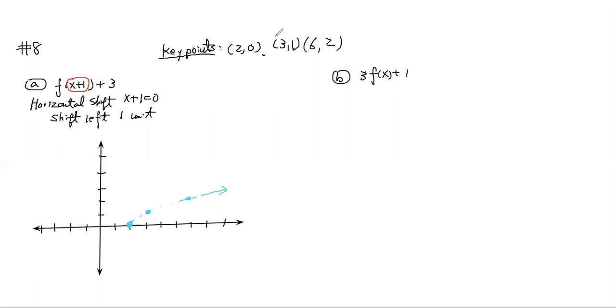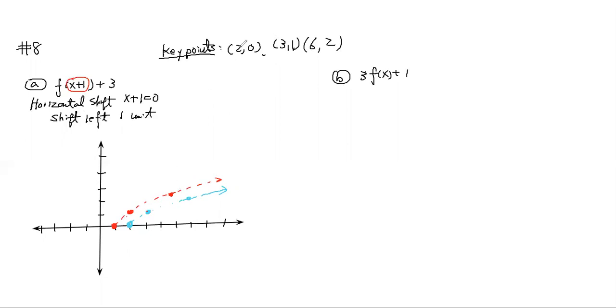Okay, so the first shift, let's say, shift to the left 1. That means this point is going to shift to here. Then this point is going to shift to here. The 6 is going to shift to here, right? So this will be my first shift. First transformation is my red one. I'm not finished yet.